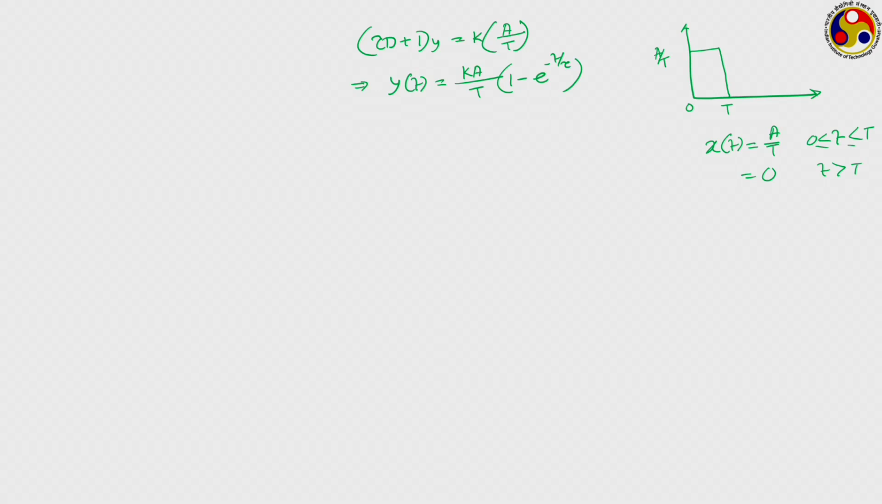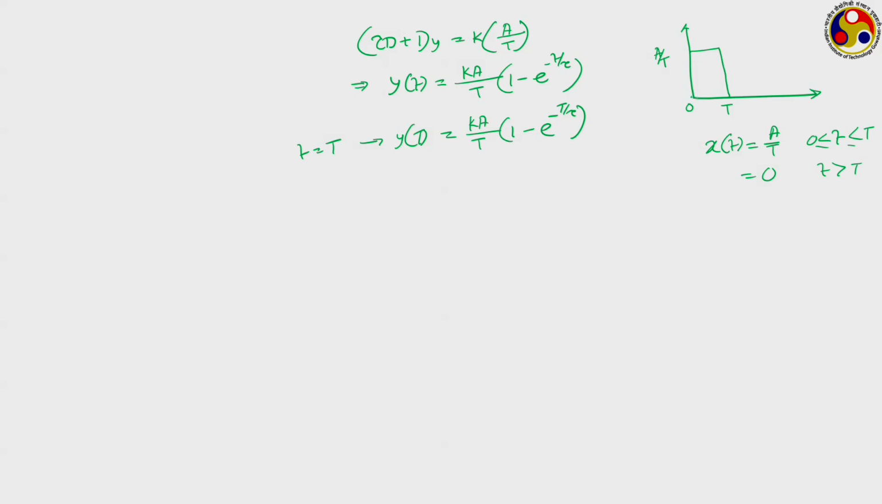Now, when t becomes equal to capital T, then y at capital T will be equal to what? K by capital T into 1 minus e to the power minus capital T upon tau. So, your input signal will start following this. Sorry, the input signal is already drawn here.